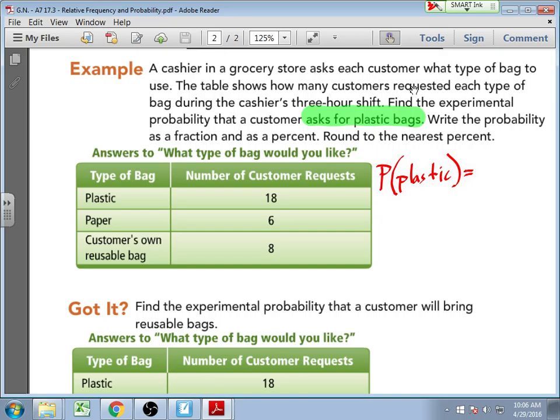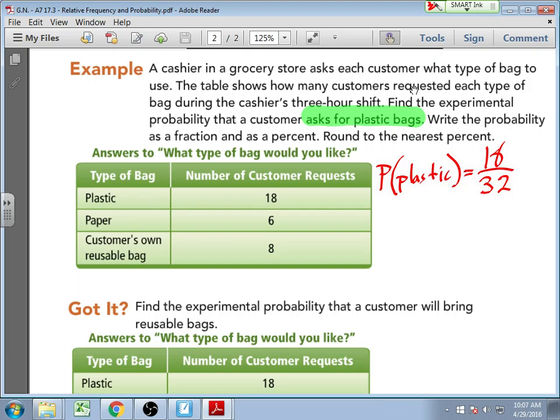Ella, how many times did plastic occur? What is the frequency of it? 18, right? That's how many people chose it. Seth, what should go in my denominator? 32. How'd you figure that out? I took 6, 8, and 18 and added them together. If I add these together, I get 32. So 18 over 32 is my fraction.